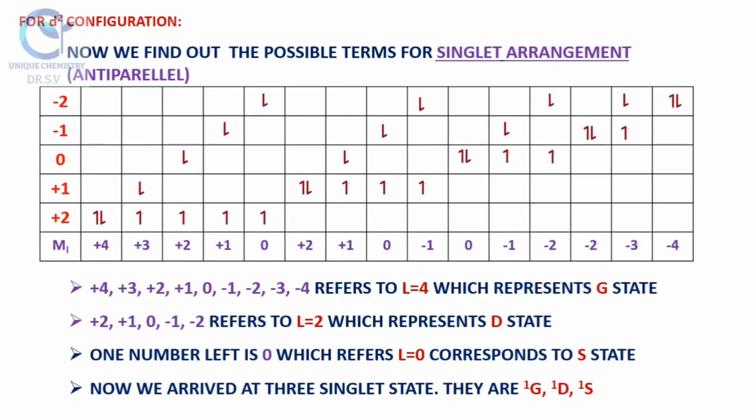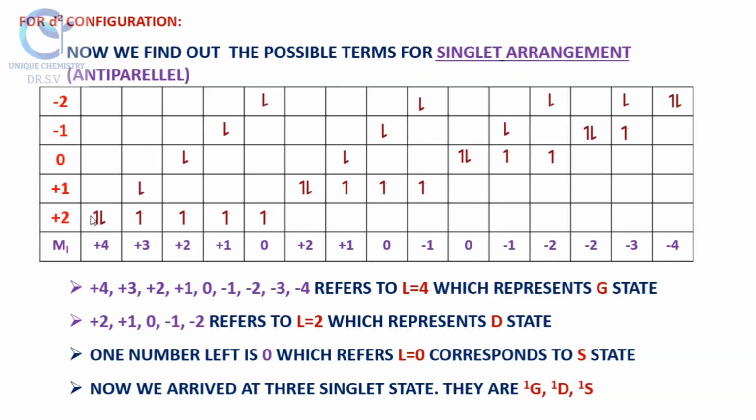Next, for the same d2 configuration, we find the possible terms for the singlet arrangement. Singlet means anti-parallel arrangement. Now we obey Pauli's exclusion principle, as the two electrons can be placed in the same orbital, in the same box, with opposite spins. In this box diagram, the electrons are filled with anti-parallel spins as follows.